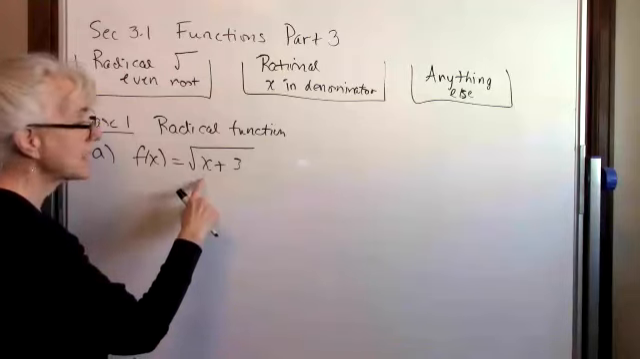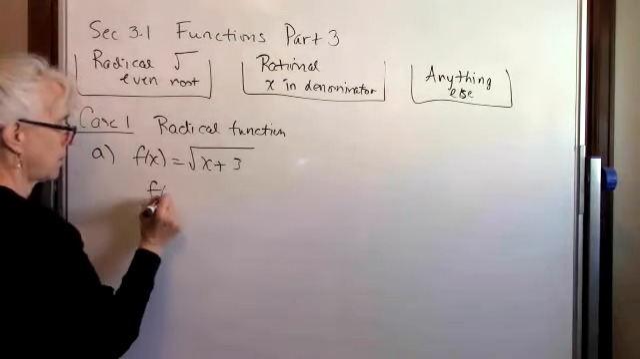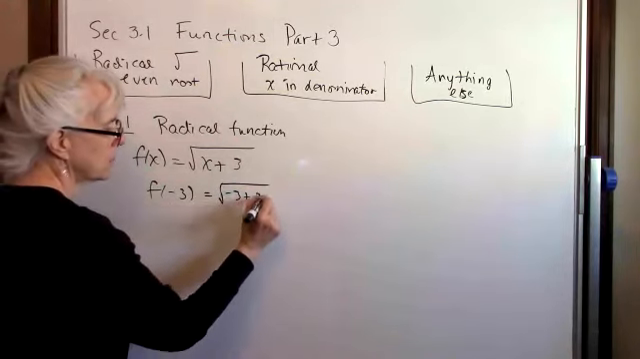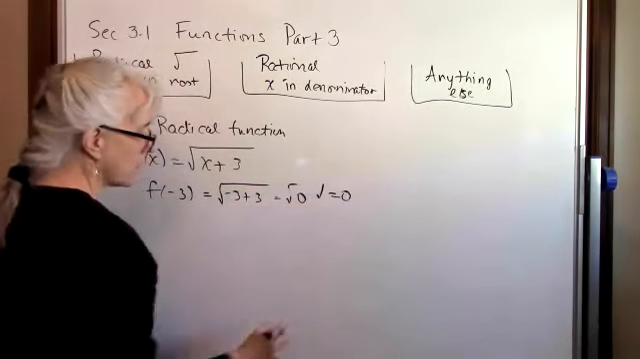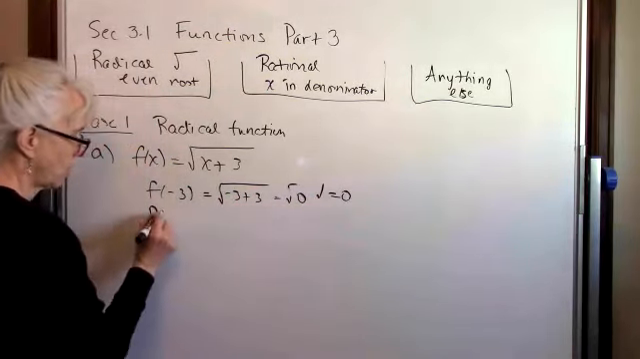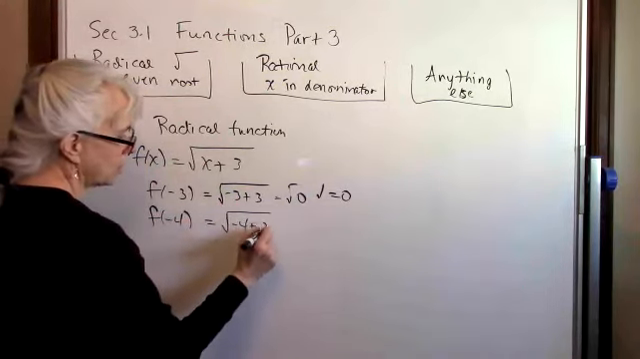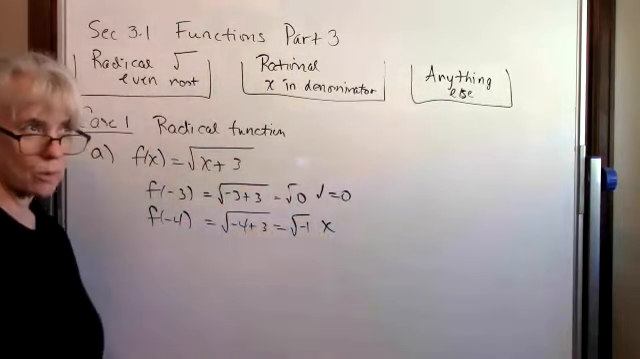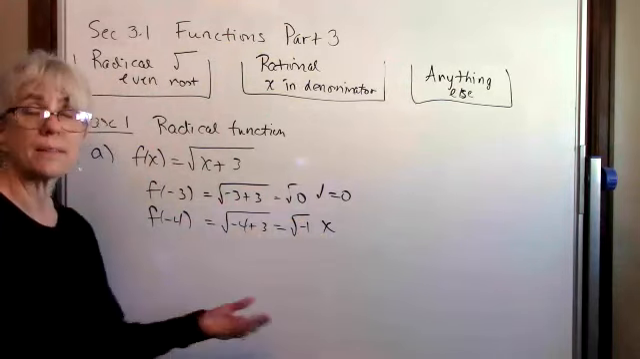Can I plug in negative 3? Okay. So if we plug in a negative 3, f of negative 3 would be the square root of negative 3 plus 3. Well, that's the square root of 0, and that still works because that's equal to 0. So that's fine. But can I use a negative 4? That would be the square root of negative 4 plus 3. That's the square root of negative 1. That definitely does not work because I can't take the square root of a negative 1 in the real number system. So we definitely have some numbers we can't use.